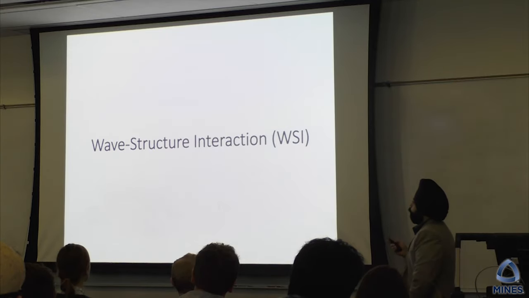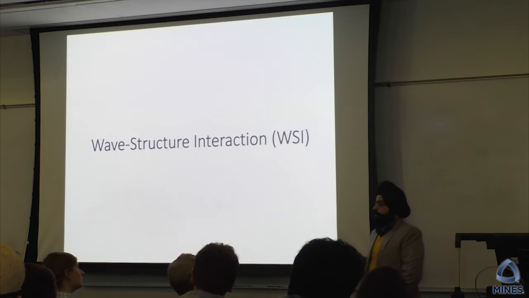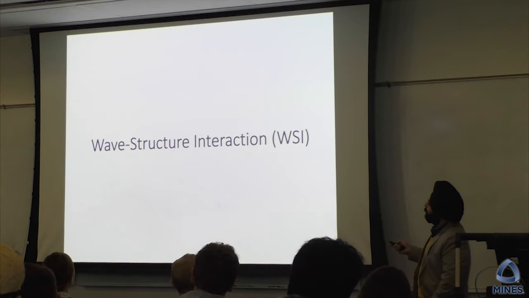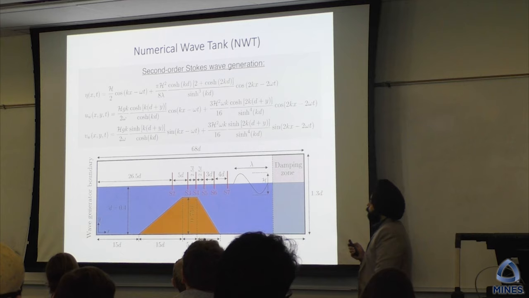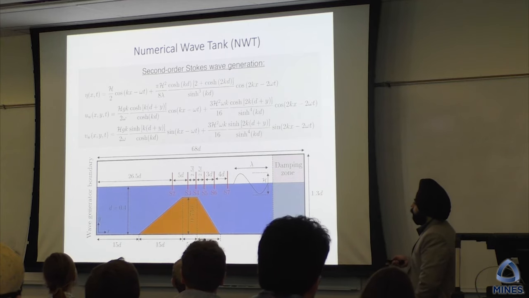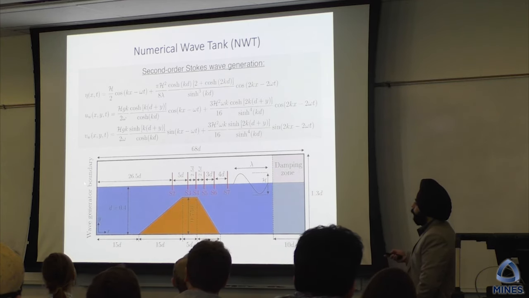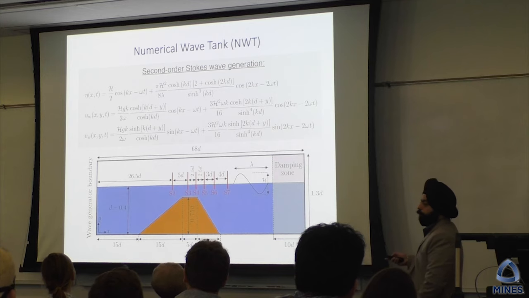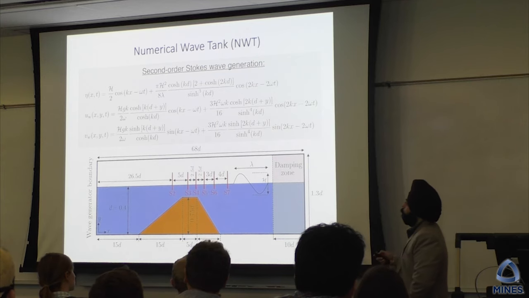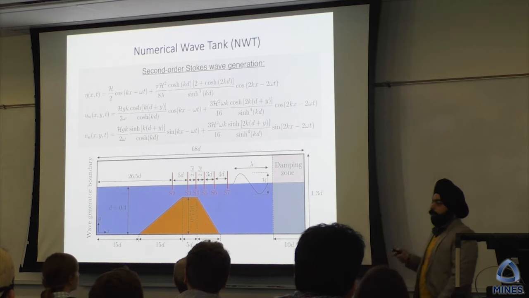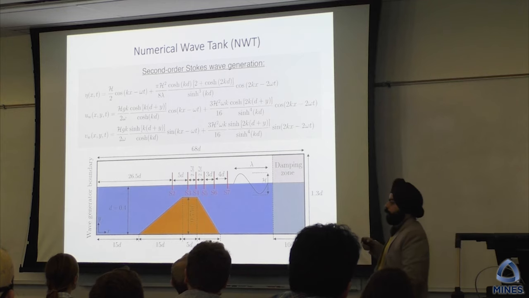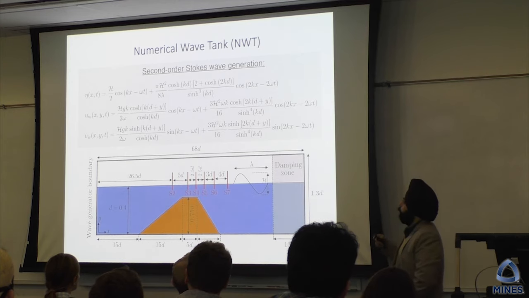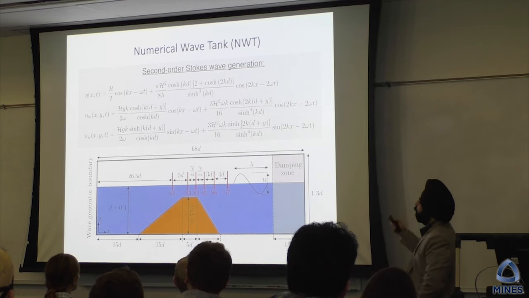So now moving on to wave structure interaction problems, the title of my talk. Here I'm doing a simple test case, in a sense. I'm generating waves by imposing some velocity boundary condition over here. And these velocity boundary conditions are obtained from wave theory, assuming potential flow. So there are various wave theories in the literature, like second order Stokes or sinusoidal waves or a lot of different wave theories.